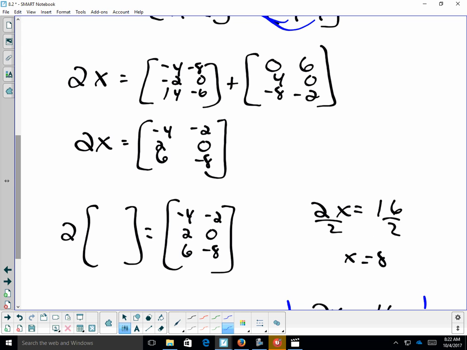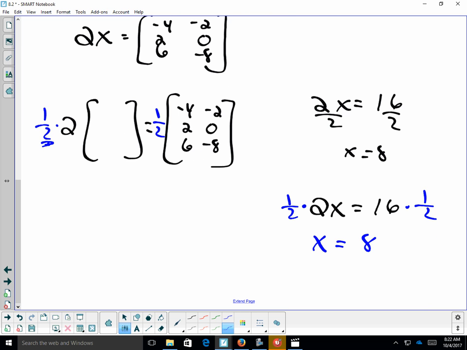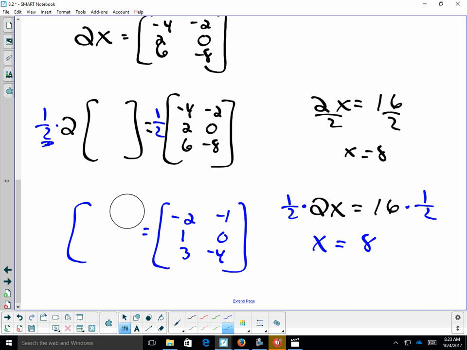So when I want to find this matrix, to get rid of this 2, I'm going to multiply by 1/2, which now becomes a scalar. So I'm doing scalar multiplication. If I multiply the left side by 1/2, I have to multiply the right side by 1/2. And when I distribute that 1/2 to, again, every element in that matrix, I'm going to have -2, -1, 1, 0, 3, and -4. And that is going to be what x is equal to, my matrix x. So that's one way you could do it.